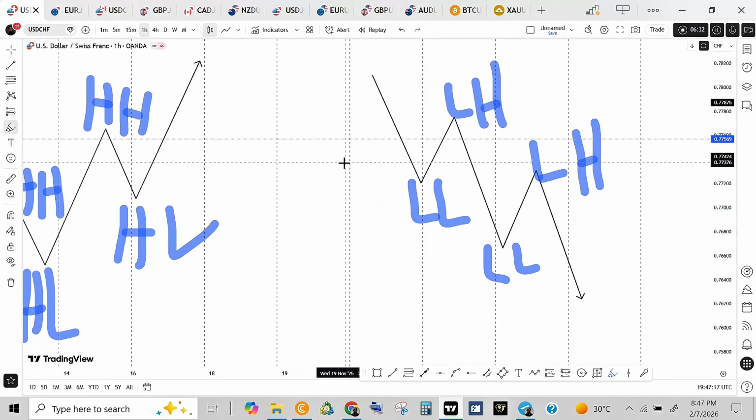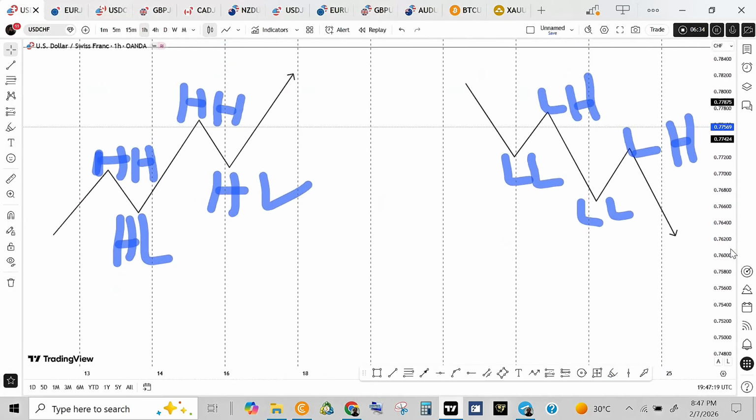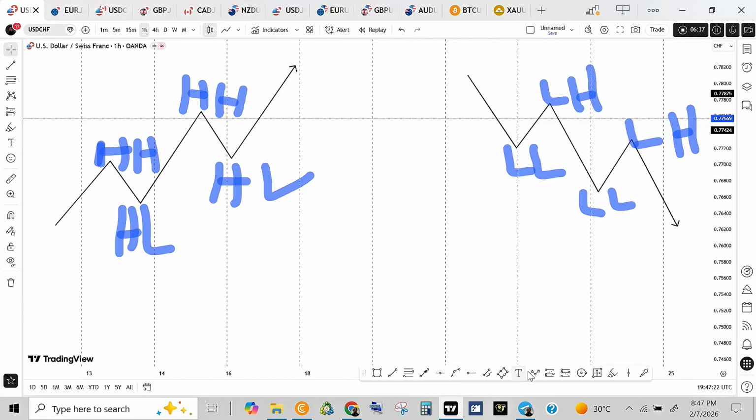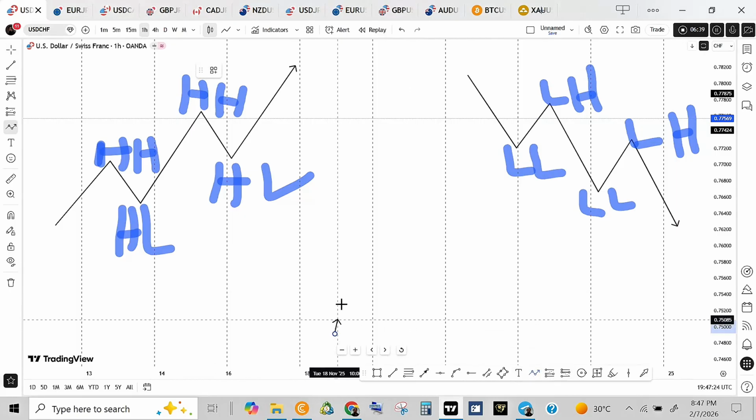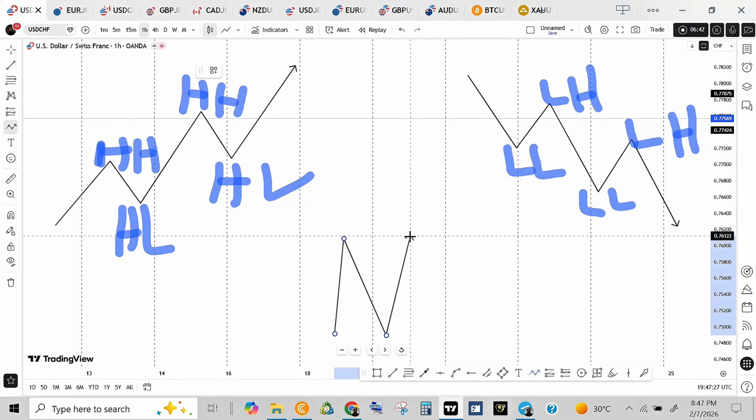All right, so let's proceed. We have one more structure in the market, which is this one.